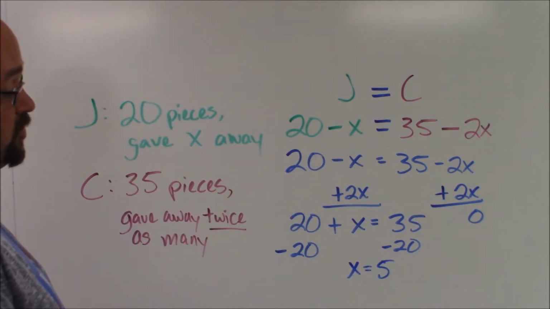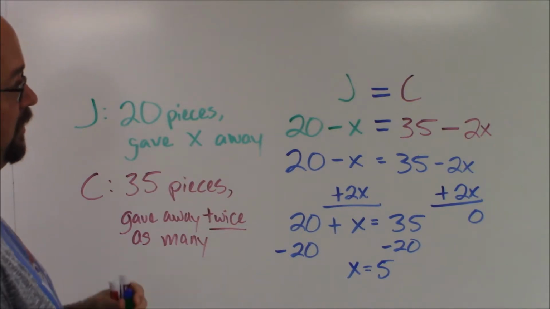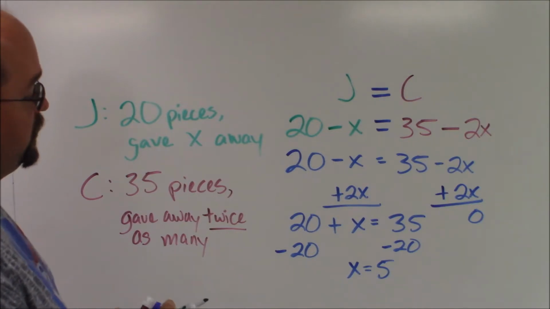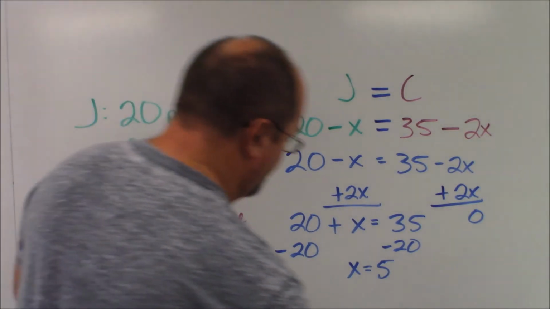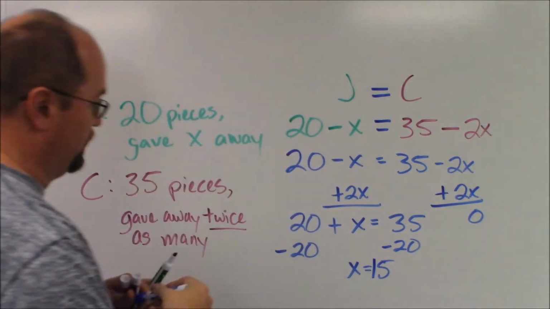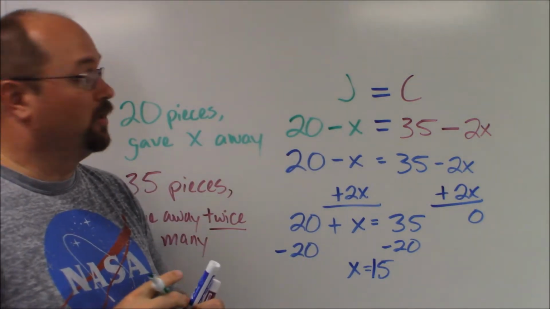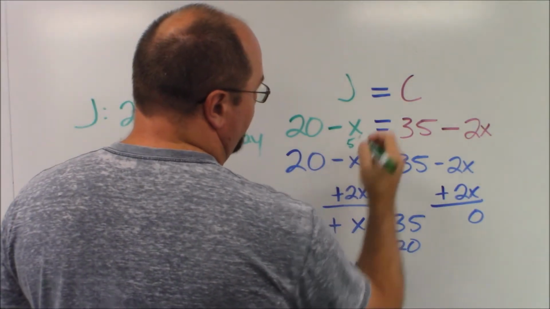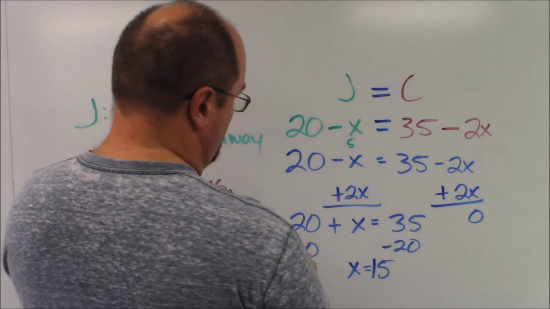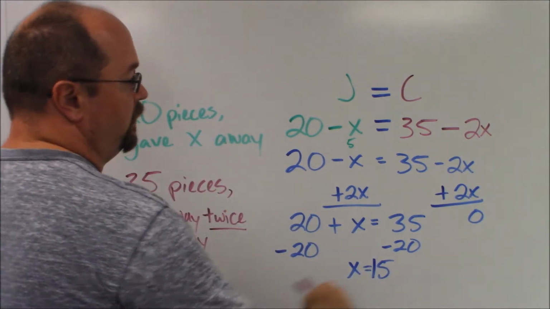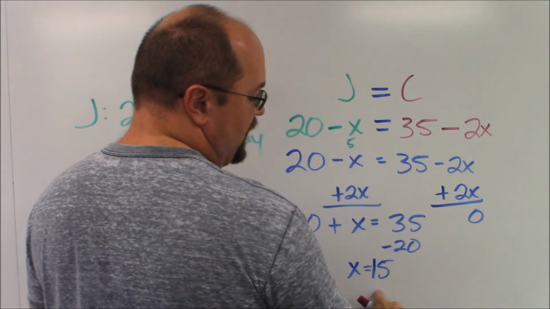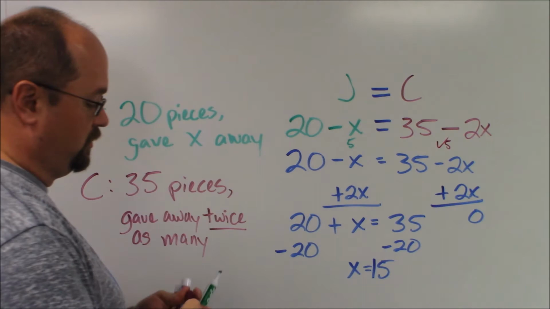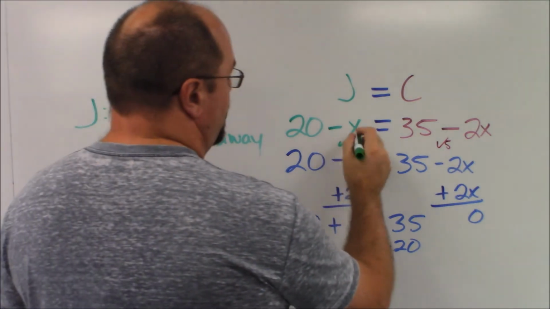All right, so a quick check of that. If X is equal to 5, no, sorry, X is 15. Because I just did a mental check and realized I'd made a mistake. And that, ladies and gentlemen, is why you want to check your work. All right, so if X is 15, 20 minus 15 is going to be 5. And 35 minus 2X, 2 times 15 would be 30, would also give me 5. So my solution checks out.